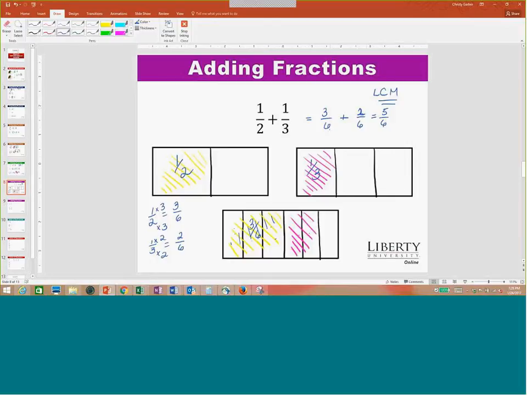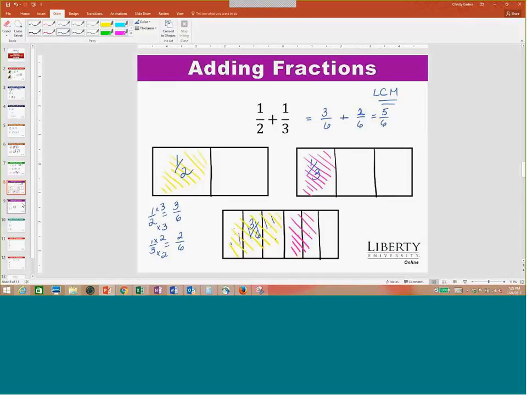So we have to add things that are alike. If they're not alike, we have to change the form to an equivalent fraction to have a common denominator for both fractions. So we're adding the same thing. 3 sixths, 2 more sixths, is 5 sixths altogether.